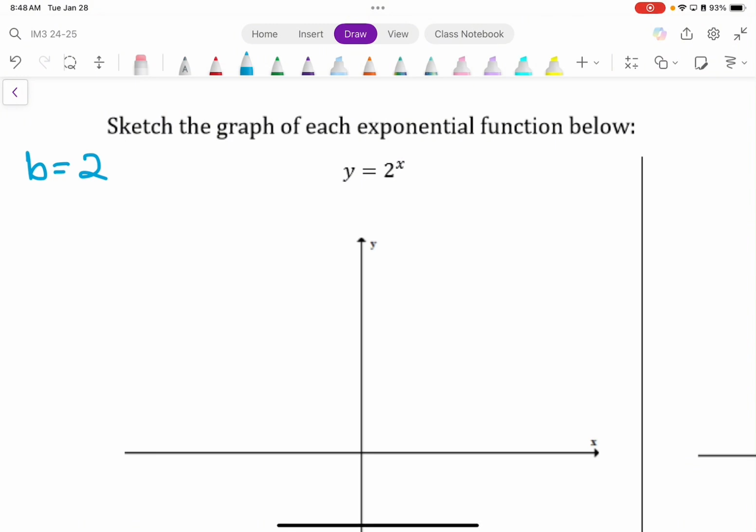Base 2 is greater than 1, so what should this tell us? Is it increasing or decreasing? What do you guys think? Increasing or decreasing? Will it go up or will it go down? Just take a guess. Up. Good. So this is increasing. Okay. What else do we need? Oh, we need to know the following. What is the locator point?